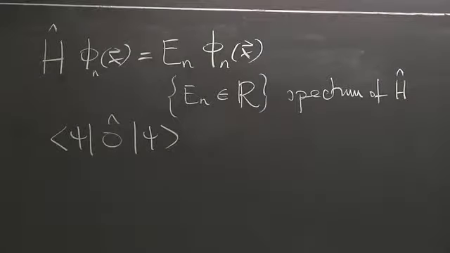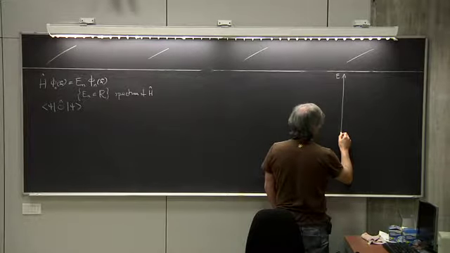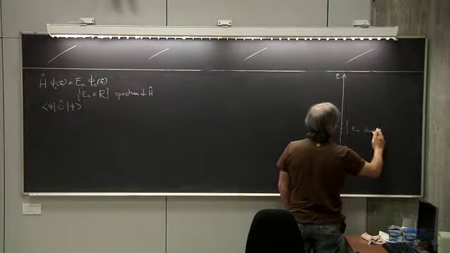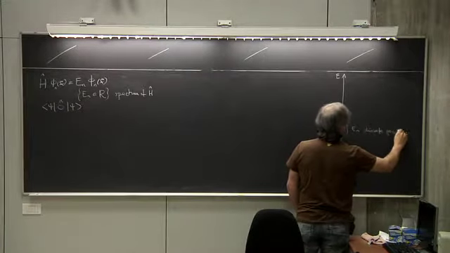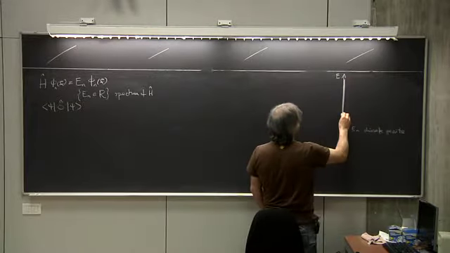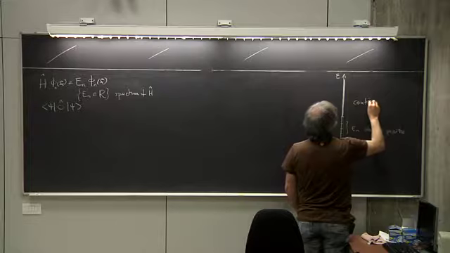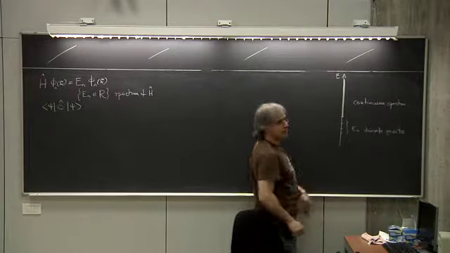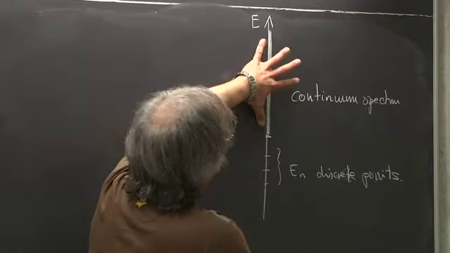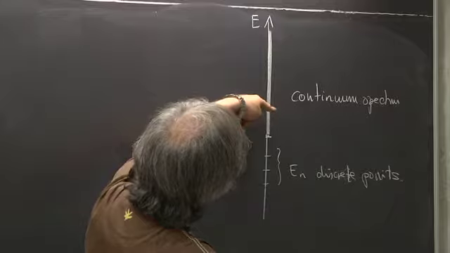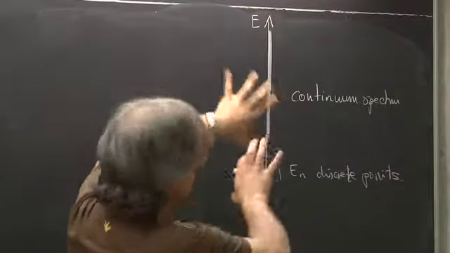Essentially, there are two types of spectrum. If this is the energy axis, there can be two possibilities: En being discrete points, okay, or En forming a continuum, okay? So in that case, the label really should be some continuum, a continuum spectrum. Depending on the problem, you could have either only this or only this or both, okay? But always in separate regions of energy. So it's not that you have a discrete energy and a continuum in the same region, okay? Separate.